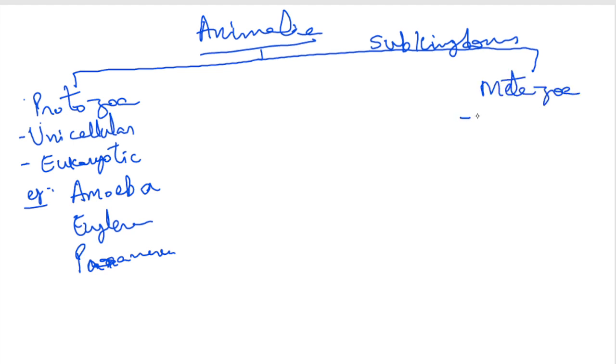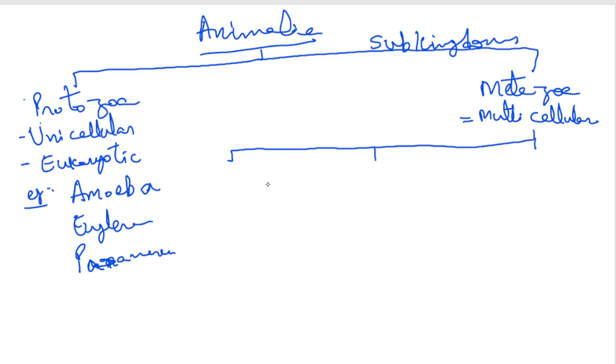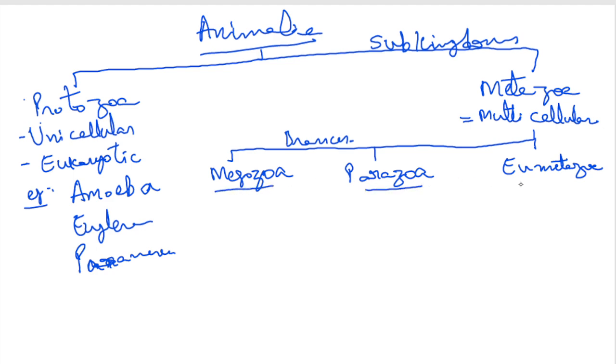Metazoa are multicellular organisms. All the multicellular eukaryotic organisms belong to the Metazoa subkingdom. This Metazoa is again classified into three branches. The first branch is Mesozoa, the second is Parazoa, and the third is Eumetazoa. Like that, Metazoa is classified into three branches.